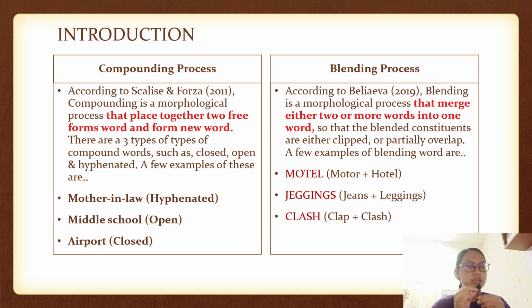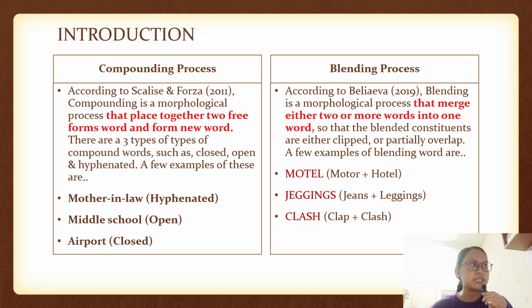As you can see here, an example is mother-in-law. It has a hyphen symbol in between the three free-form words and creates a new lexical meaning, mother-in-law. The same goes for the open compounding process. To recognize it, we will usually have a space in between, and it does not have any hyphen symbol, and it is not closed together. Meanwhile, for the closed compounding process, two words will usually be closed to one another, and it creates a new meaning.